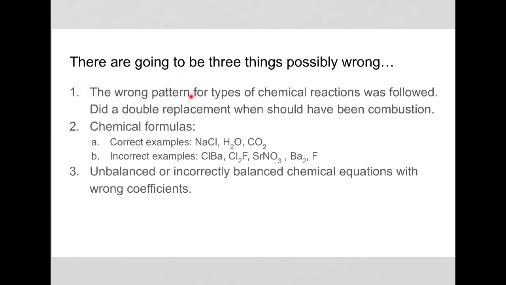Wrong pattern. So should have been a double replacement, but it did a double replacement, but it should have been a combustion. So identifying, knowing what it should be based upon what's given to you as reactants.